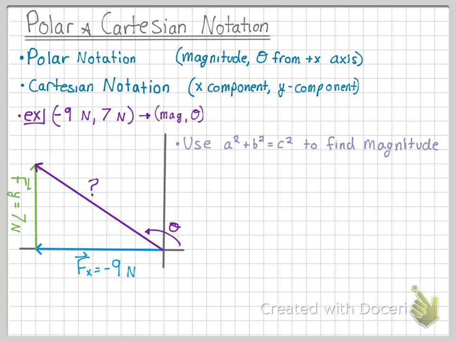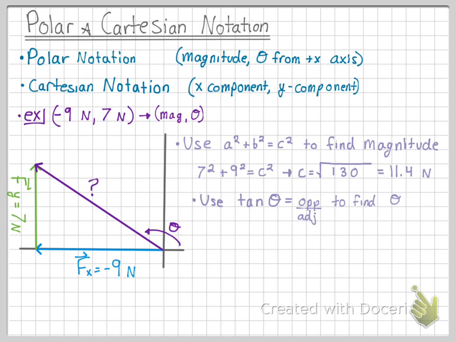First, we will use the Pythagorean theorem to find the magnitude. We are looking for this c value, right? So we're going to do 7 squared plus 9 squared. And when we plug and chug, we find that our value c, or the magnitude of this force, is 11.4 newtons. All right, now we want to find the angle.